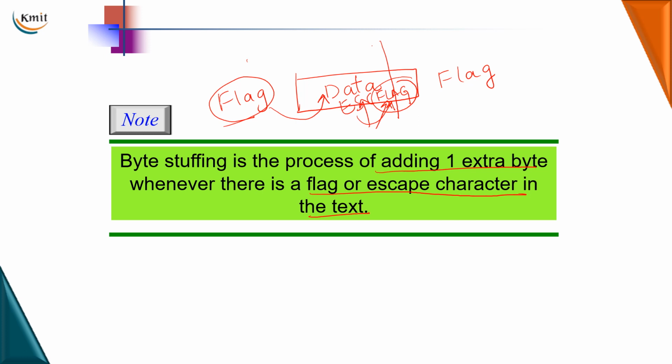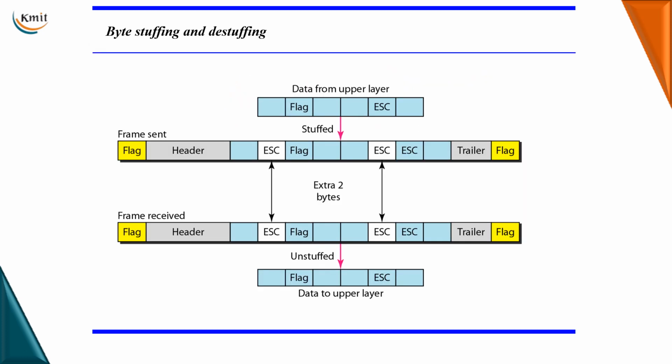Now I'll give you an example. Let us look at an example of byte stuffing and destuffing. Here we have the data coming from the upper layer. In the data, you can see the byte used for the flag has appeared in the data part. What will the receiver think when it receives this frame? It might think it is the end of a frame, but it is actually not. So what do we do to remove this confusion? We do byte stuffing, where we add an extra byte before this accidental flag that has appeared in the data.